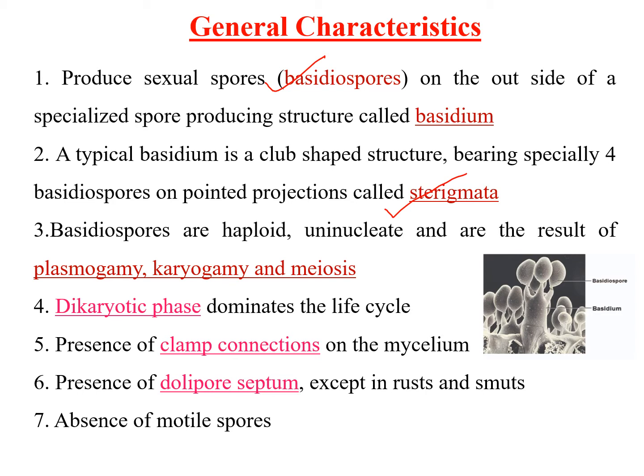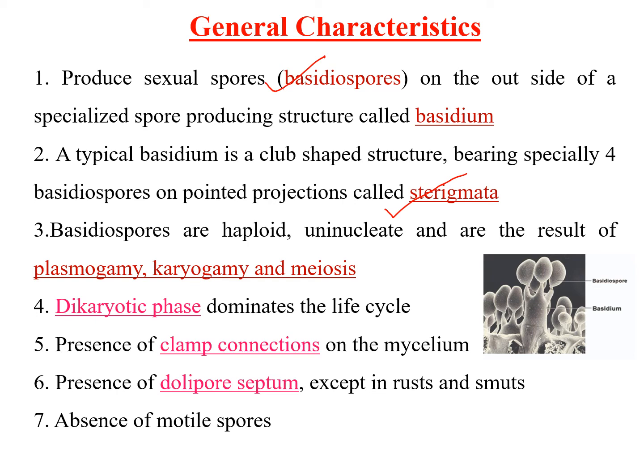Some other special structures are also present in the Basidiomycota: clamp connections and the Dolipore septum. Each one has its special functions. Let us see in the next slides what functions are performed by these clamp connections and the Dolipore septum. And there is absence of motile spores. So in these fungi, motile spores are absent. Motile spores means spores which have flagellate structures for moving. So motile spores are absent in this Basidiomycota.